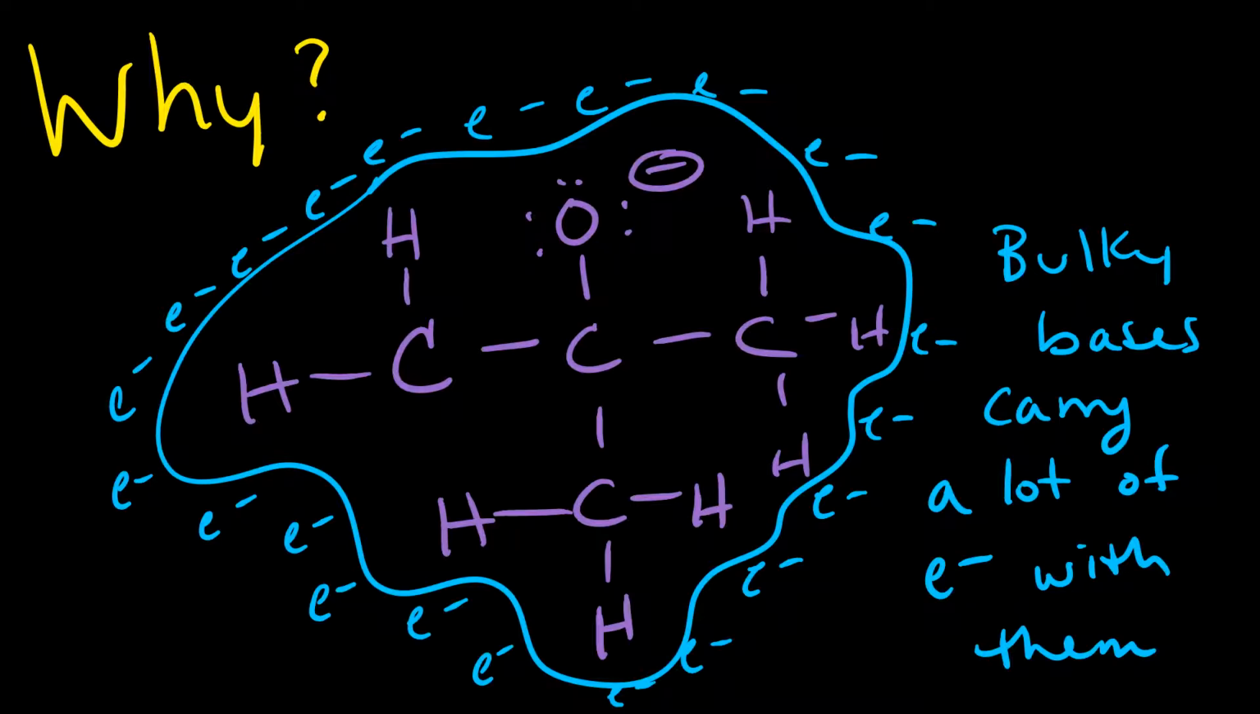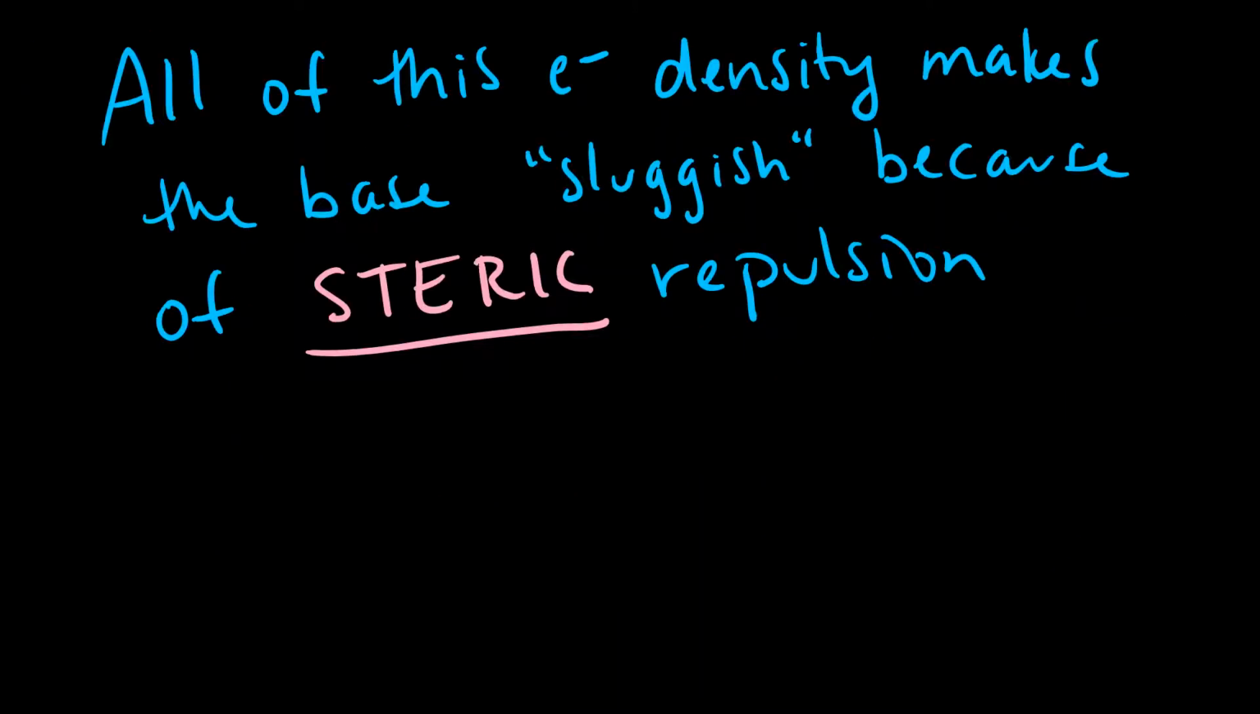So now we kind of need to look at why that is. Bulky bases like tert-butoxide carry a lot of electron density around with them, and all of this electron density makes the base sluggish. This really comes down to the fact that there's going to be a lot of steric repulsion. Hopefully you remember that term from when we looked at butane, and we saw in the eclipsed conformations that you can have electron-electron repulsion when two methyl groups, for example, are across from one another. Anytime you have two electron clouds repelling each other through space, this is called a steric repulsion, and there's some strain there and energy cost to that. And bulky bases are going to have a lot of that steric strain associated with them.